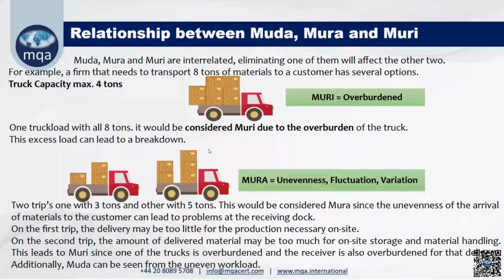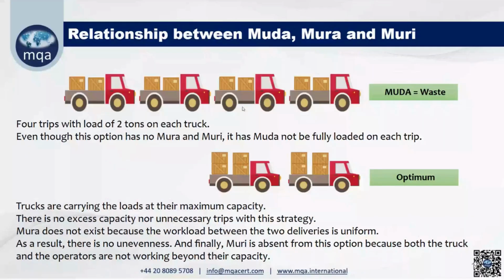And this is waste. Muda is we are carrying 2 ton on a 4 ton truck. So how many trucks are we using? 1, 2, 3, 4. So total 4 trucks we are using, of 16 ton capacity. 4 ton truck, 4 ton truck, 4 ton truck, 4 ton truck, 16 ton. For moving 8 ton of item, we are using 16 ton of trucks. So this is waste. Optimum is 4 ton truck and 4 ton load. So 2 trucks. This is optimum.